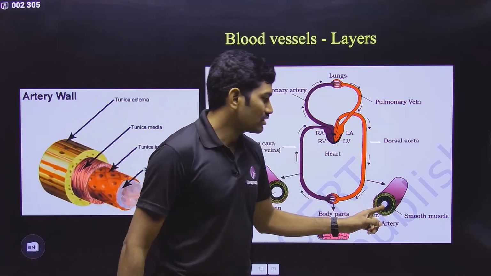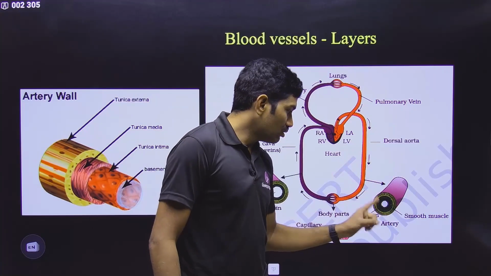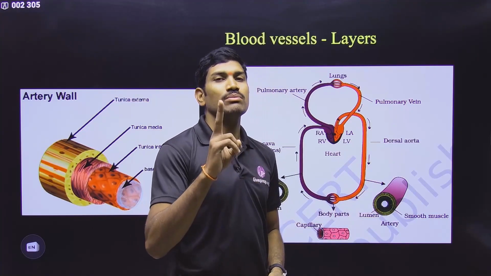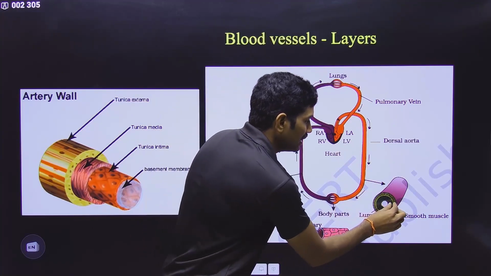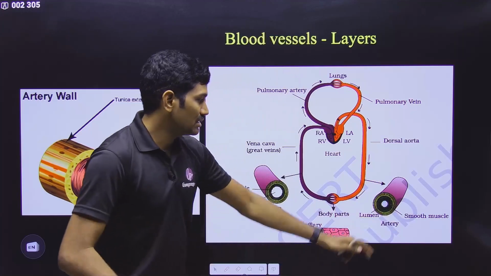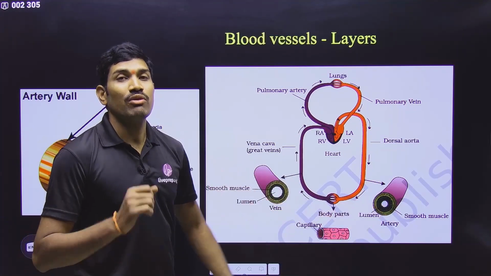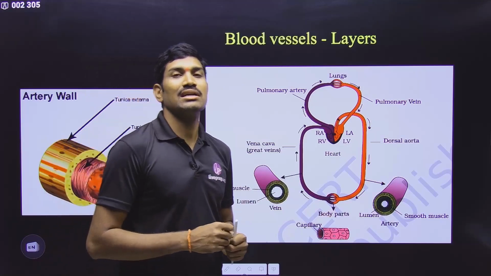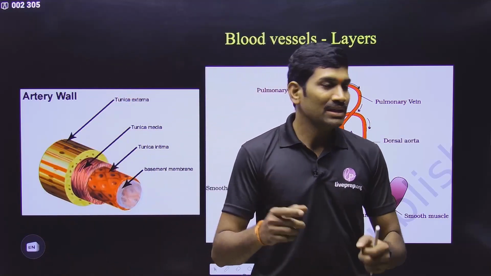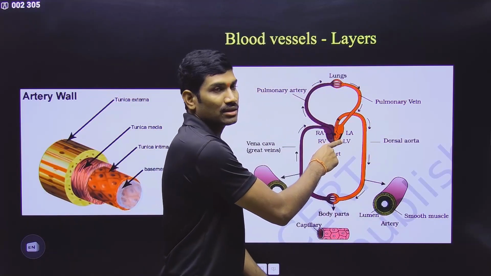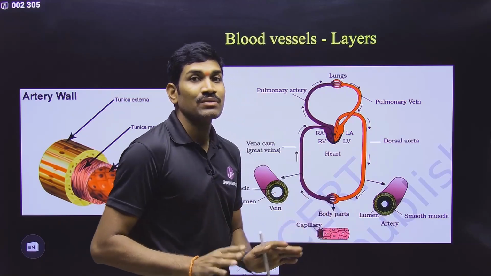What is the significance of this particular one? For these lumen diameters, there are 2 important points. First one, here the muscular layer thickness is much higher. Muscular layer thickness is much higher. So why is a thicker muscular nature required? Because please remember, from the heart, so generally arteries.